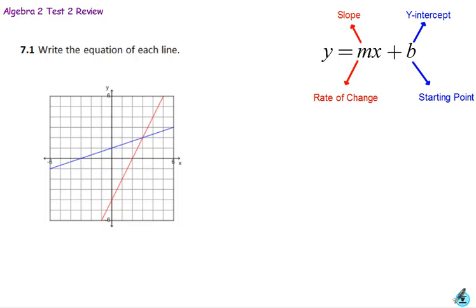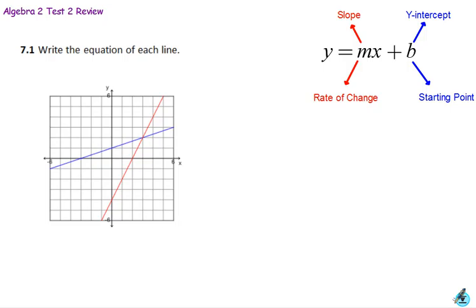Number 7. All right, so number 7 says write the equation of each line. They've actually already got the picture there for us, so we don't need the calculator to graph it, or make a table. Really not a whole lot of work. Actually, really no work on this, to be honest with you.